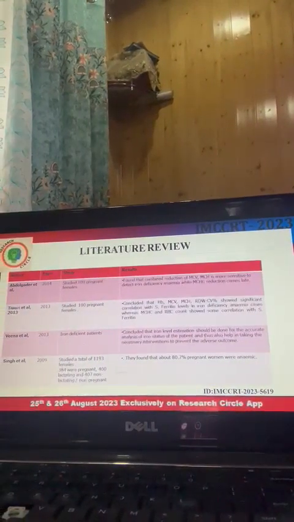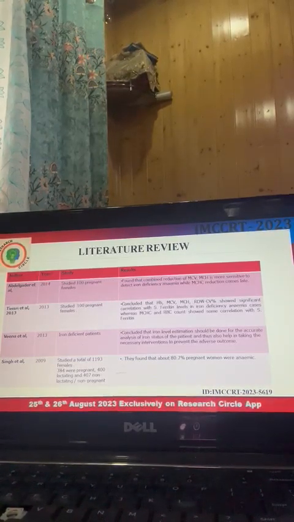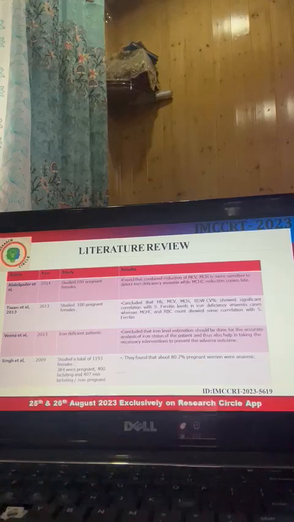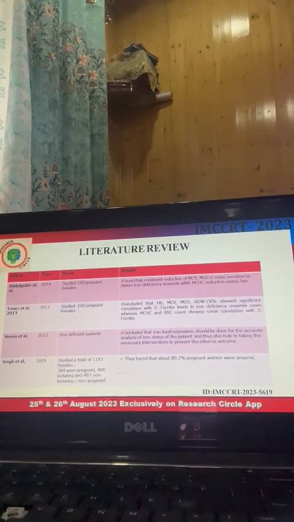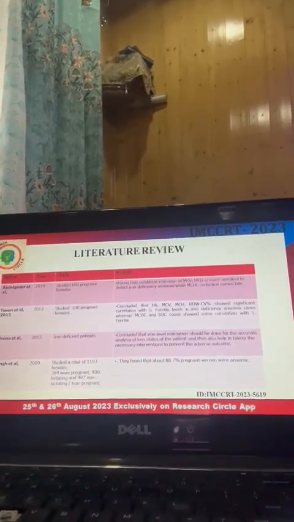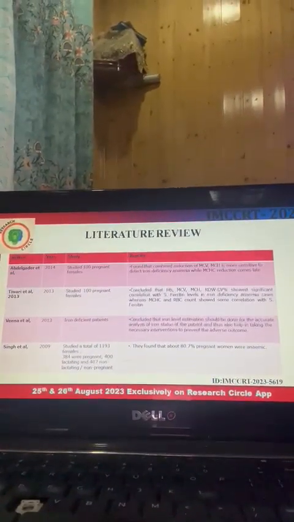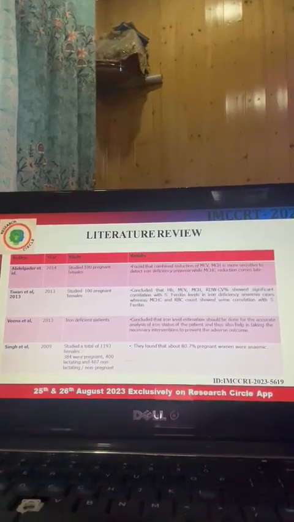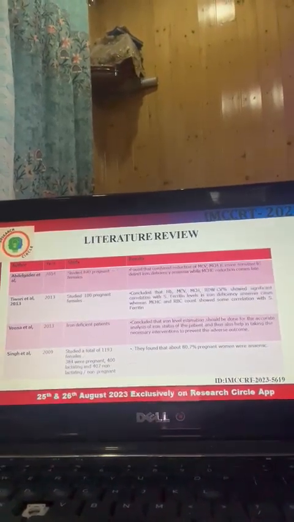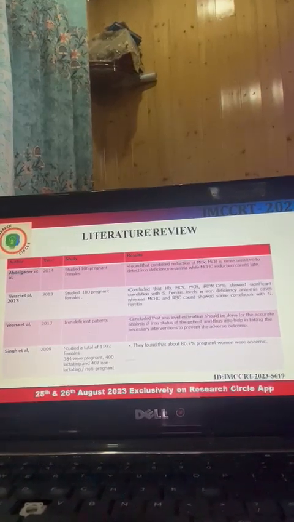Now coming to the literature review, I have mentioned a few authors. Tiwari et al. studied 100 pregnant females. Abdel Gader et al. in 2014 studied 100 pregnant females and found that combined reduction of red cell indices including MCV and RDW is more sensitive to detect iron deficiency anemia, while MCHC reduction comes late. And Tiwari et al. also studied 100 pregnant females and concluded that red cell indices, also hemoglobin, correlate with serum ferritin levels in iron deficiency anemia cases, whereas RBC count shows some correlation with serum ferritin.